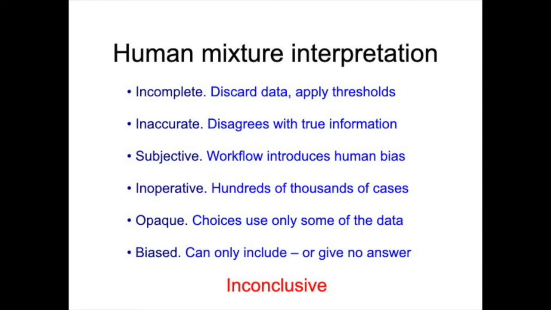It's subjective. The workflow introduces human bias and exposes the analysis to what a desired answer might be. It's inoperative. There are hundreds of thousands of cases where informative data has just been reported as there's nothing here. It's inconclusive. It's opaque. People reviewing the cases don't know why these choices were made to use, say, only 7 out of 15 locations. And it's biased in yet another way. It can only include people. It can't give a statistical answer that would exclude people. So you end up with mainly inconclusive results from very valuable DNA evidence.